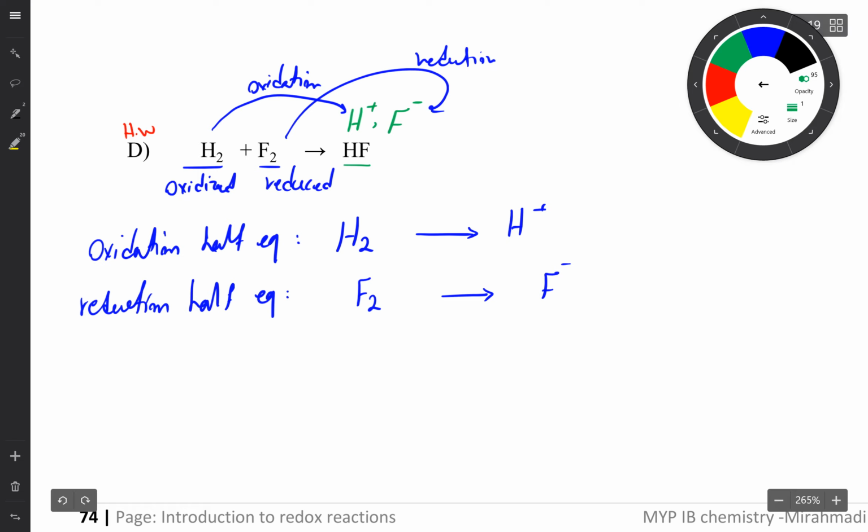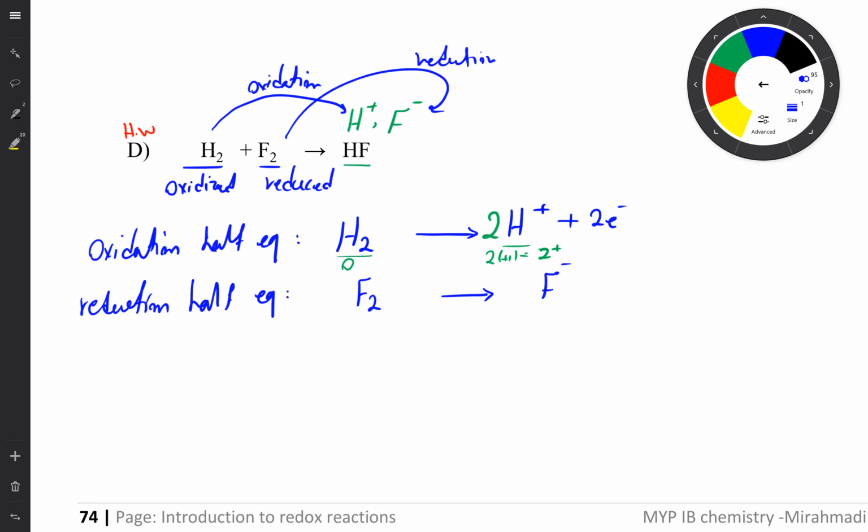Let's start from the oxidation. I have two hydrogen atoms at the left, only one at the right, so I need to put 2 as a coefficient here to make the same number of hydrogen at the left and the right side. But now the charge at the left side is 0, at the right side is 2 times plus 1, or 2 plus. Total charge at the right side is 2 plus. If we want to make the charge same at both sides, we have to add 2 electrons here.